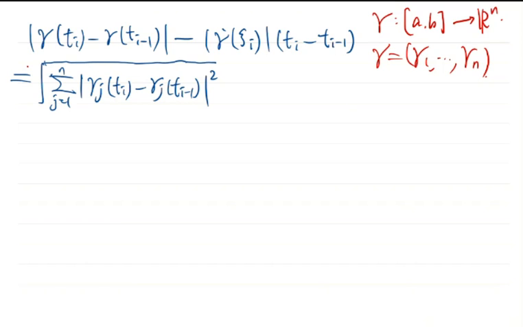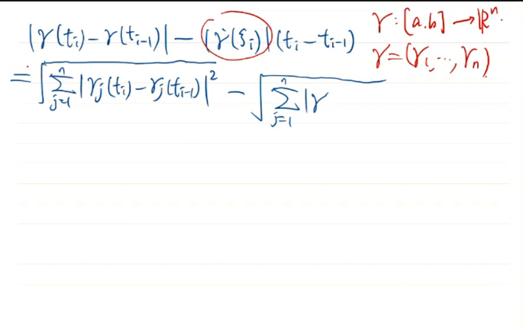And also, this is also a norm of a vector. We also write it in components. So subtract the square root of the sum over j from 1 of gamma j dot ci squared. Then multiplying ti minus 1. Okay?